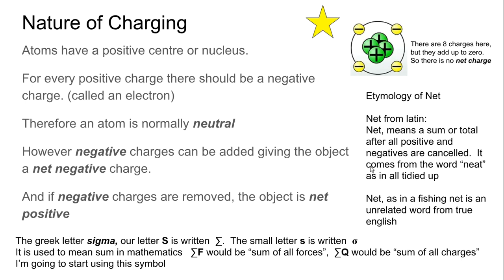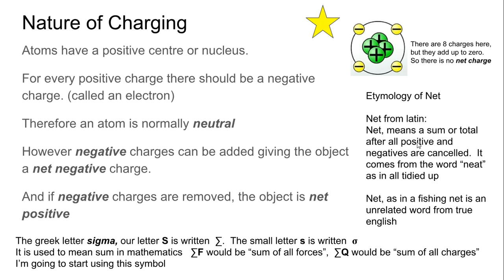We start off knowing that atoms have a positive center or nucleus, and for every positive charge, there should be a negative charge called an electron. Therefore, an atom is normally neutral. It's not absent of charge, the charge balances. So if there are 8 charges here, 4 in the center, 4 opposites around, they add up to 0. So there is no net charge.